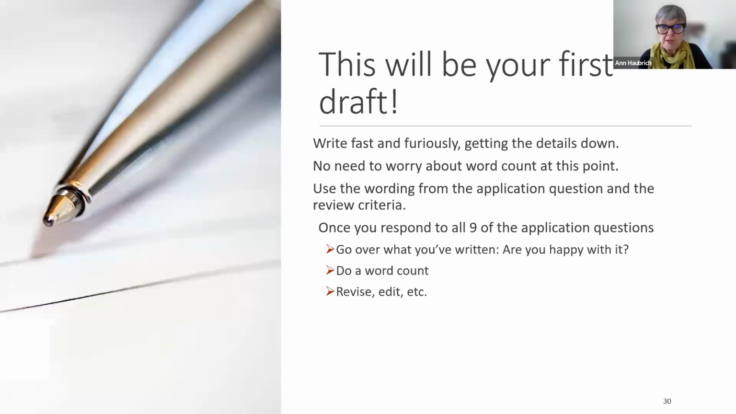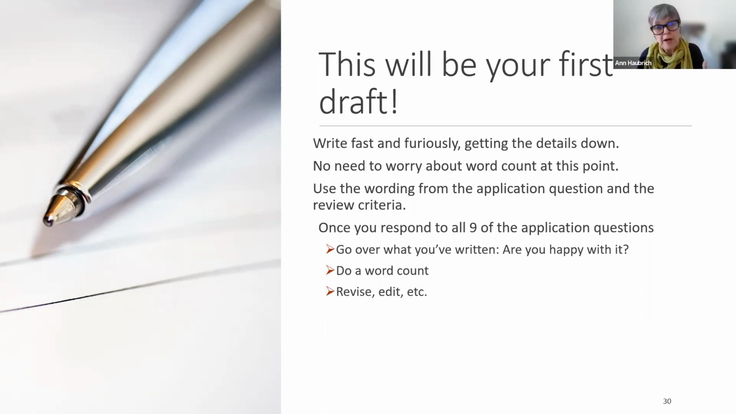So this will be your first draft. So write fast and furiously, get all your ideas out on the paper, get those details down. There's no need to worry about the word count at that point when you're doing that first draft. Just get it out there and then use the wording from the application question and the review criteria. It's okay to reflect those back to us when you're writing that first draft. You may not have room for them in your second draft and may have to cut some words.